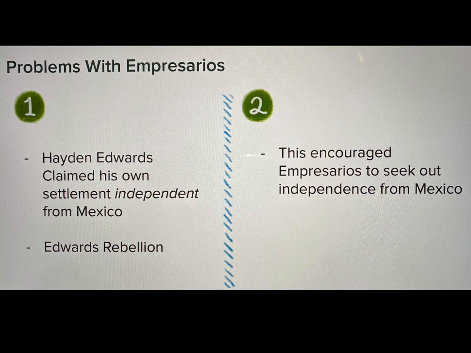Hayden Edwards was the first impresario to claim his own independent settlement apart from the Mexican government. And this started Edwards' Rebellion, which is when Hayden Edwards, leading a small mob of rebels, fought against the Mexican government for their freedom. However, they were quickly shut down because they were severely outnumbered, and Hayden Edwards was immediately thrown into jail afterwards. However, this movement encouraged impresarios and other American immigrants to seek out independence from Mexico.